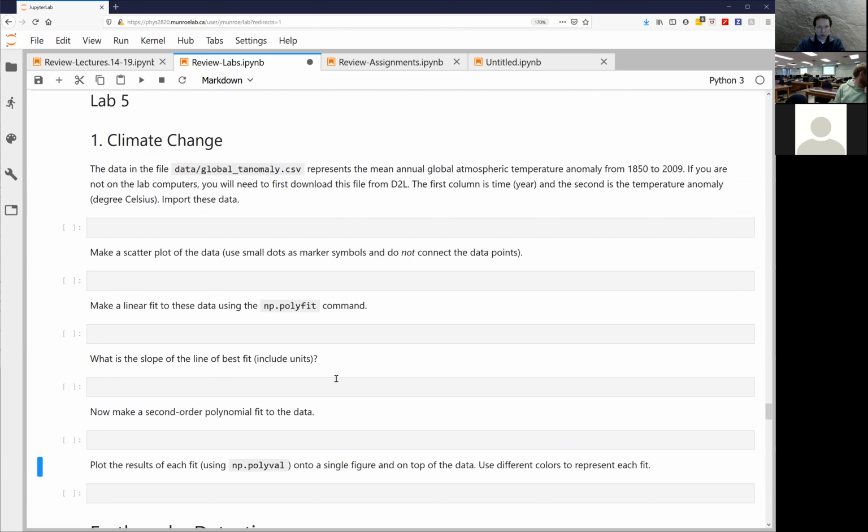That's an important thing. In this particular lab, it's only this first part, part 1. Part 2 was on optimized curve fit, which we're not going to have in the final exam.